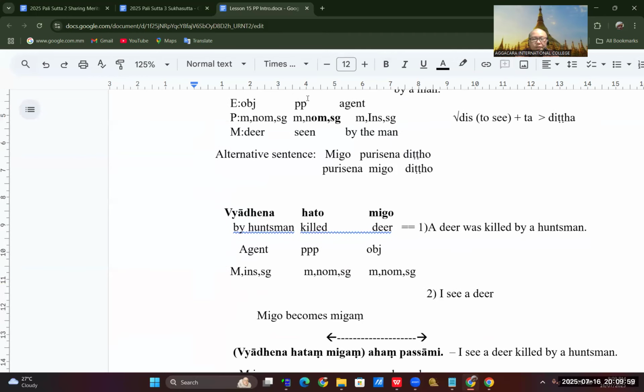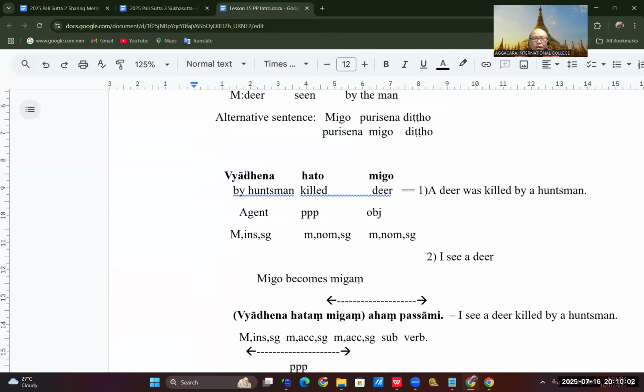Now another one. Wadena, by the hunter, which is the agent in the instrumental case. Hato, killed, from the word hata. Hata comes from a word like hanati, kills. So the root will be han. Han plus ta, you change it to hata. Hata becomes hato. The deer is the object here, normally singular. The deer will be killed, has been killed by the hunter.